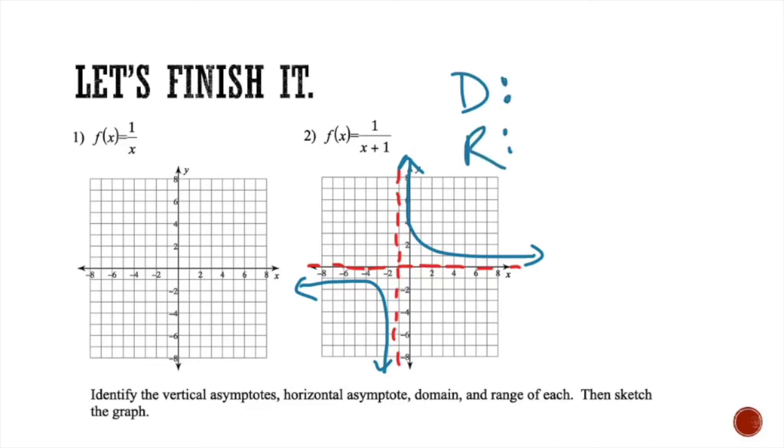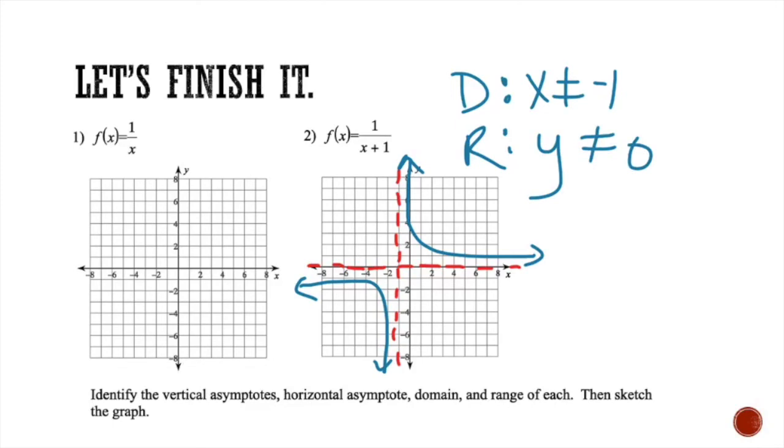So the domain is x not equal to negative 1. The domain is all the x values. That's these that go like this, correct? So yes, x does not equal negative 1. Very good. Good job. And the range, y does not equal 0.